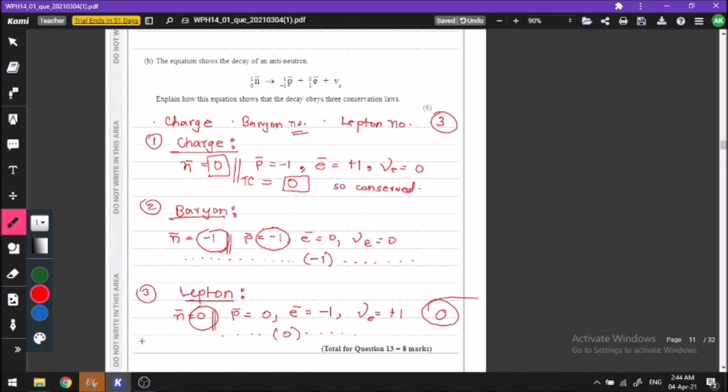And in the last line you write down that, therefore, all three conservation laws are followed in this decay. You have to write the final conclusion like this, nicely.